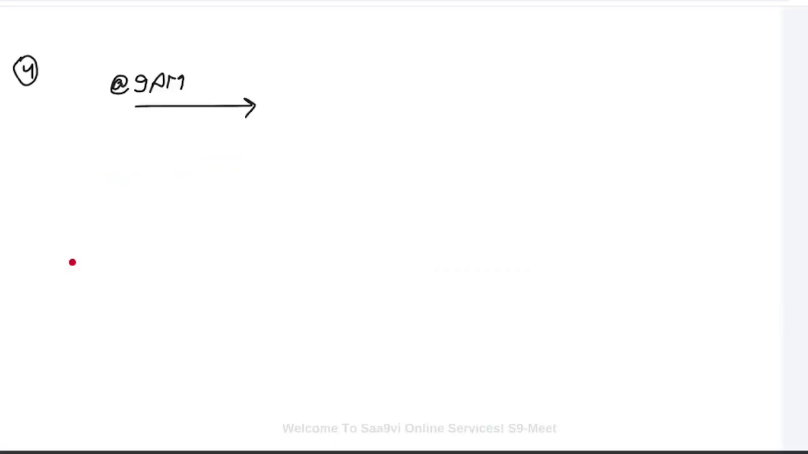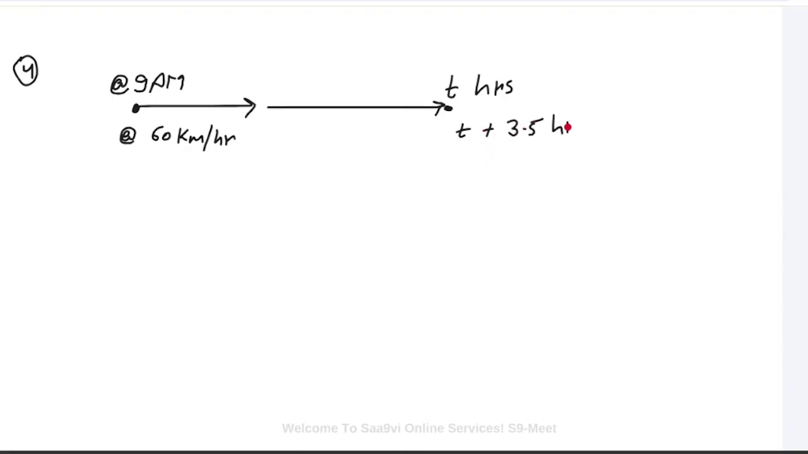We don't know the speed right now. So let's say the usual time taken is t hours. It used to reach here. This is the starting point and this is the end point. So it used to take t hours. One day it moved at a speed of 60 kilometers per hour and it took t plus 3.5 hours. That means it got delayed. That is the new time taken by them.